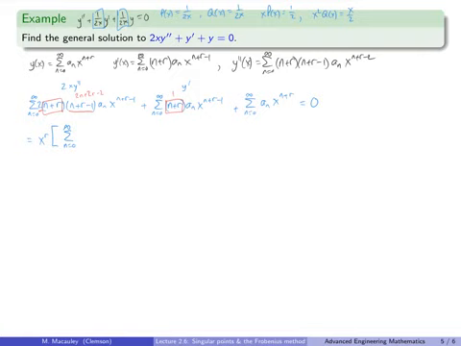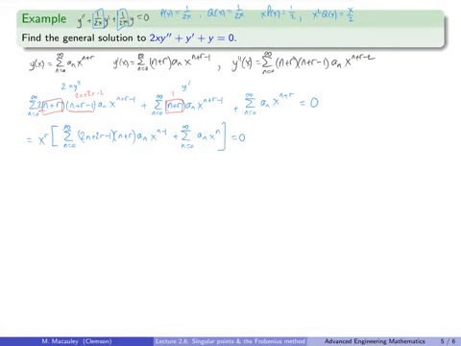N plus r's. So that's 2n plus 2r minus 1. We have that many n plus r's. And then we have an a_n, and we have an x to the n minus 1, because we took out the x to the r. Now in this term, we have the sum from n equals 0 to infinity of a_n x to the n. And we need to set that equal to 0.